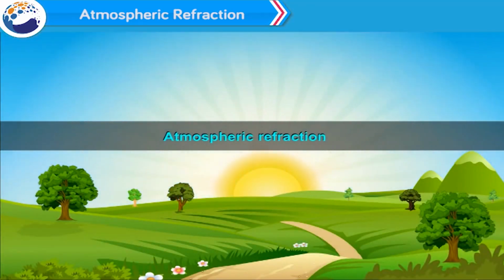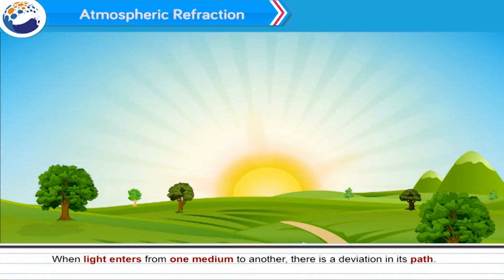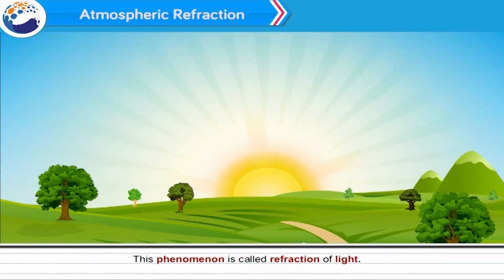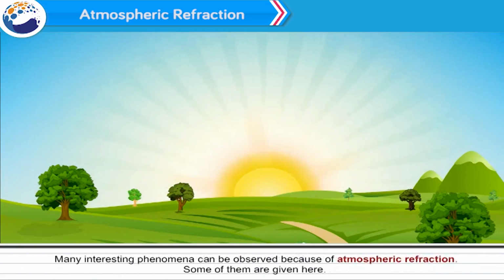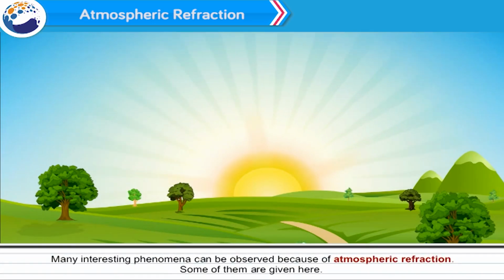Atmospheric refraction. When light enters from one medium to another, there is a deviation in its path. This phenomenon is called refraction of light. Atmosphere is composed of layers of various optical densities. Because of this, light rays passing through various layers of atmosphere get deviated. Many interesting phenomena can be observed because of atmospheric refraction. Some of them are given here.